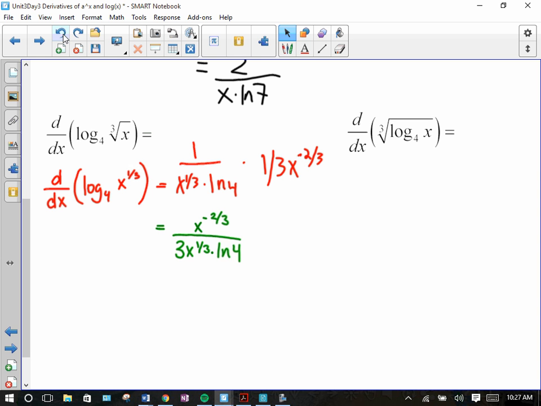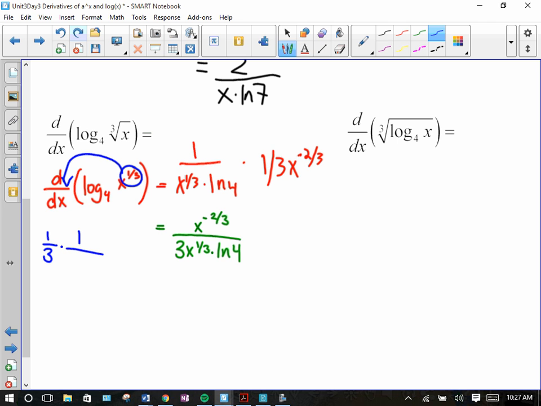Now, want to see how it works? So, you have 1/3, and it'll be times 1 over x times natural log of 4.